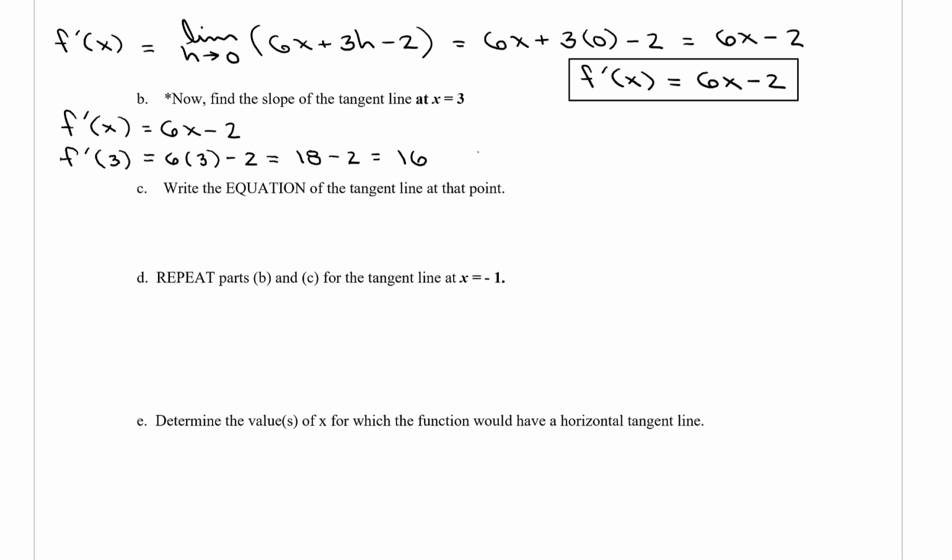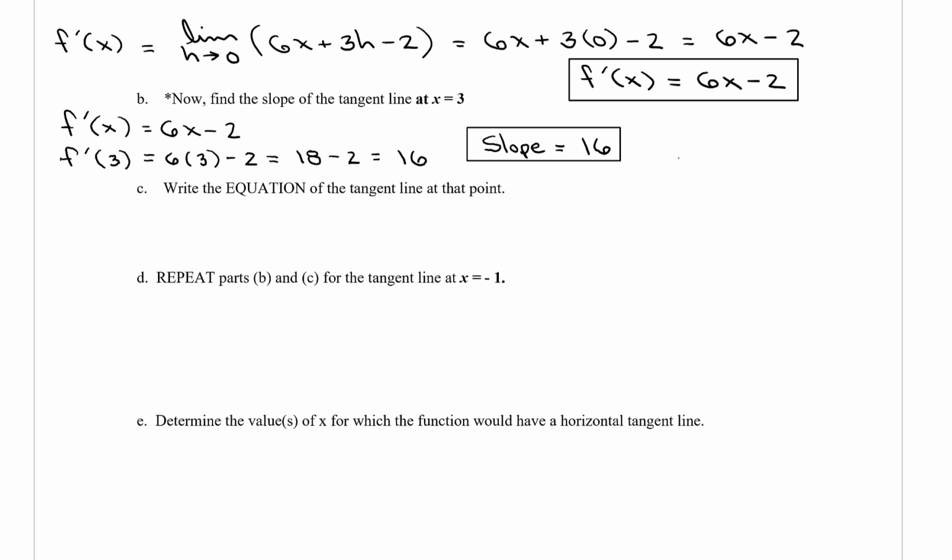So that 16 represents the slope of the tangent line at x equal to 3. So our slope is equal to 16. I'm going to box that in. Part C: write the equation of the tangent line at that point.